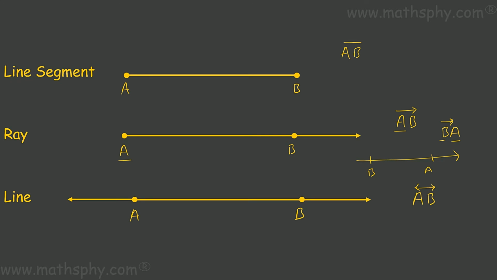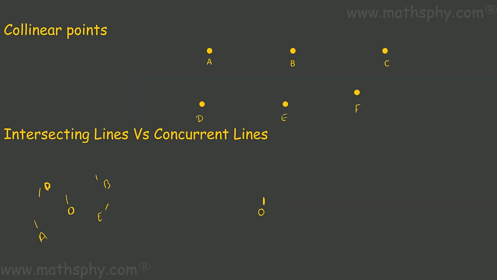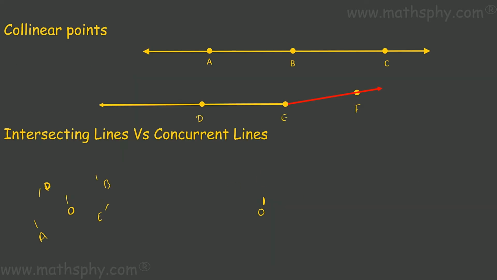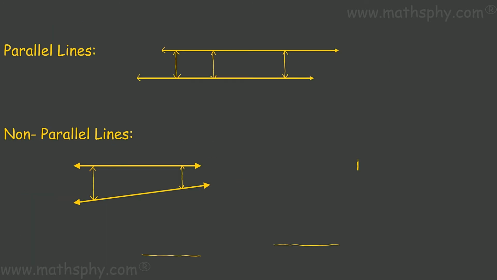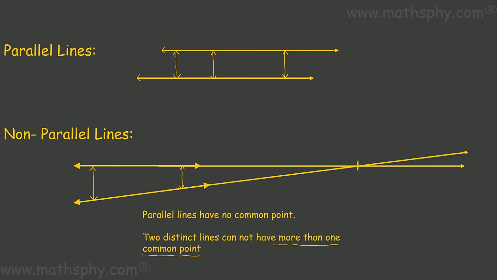So we saw points, we saw line segment, we saw ray, we saw line, then we saw collinear points, non-collinear points, intersecting lines, concurrent lines, then we saw parallel lines, non-parallel lines. Now let's do a quick question answer session and try to understand what we have learned so far.